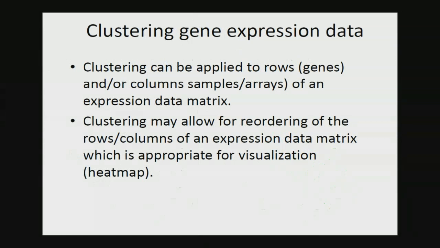Okay. If you want to separate the groups of samples, like from healthy control to cancer, then we apply to the columns. But if we want to cluster the genes to find out a set of co-regulated genes, then we apply to the rows of the genes. And also, by doing clustering, we will allow the reordering of the rows or columns of the expression data matrix. Then it will be easier for visualization, for example, by looking at the heat map. This is after we do some clustering and rescaling of the data.